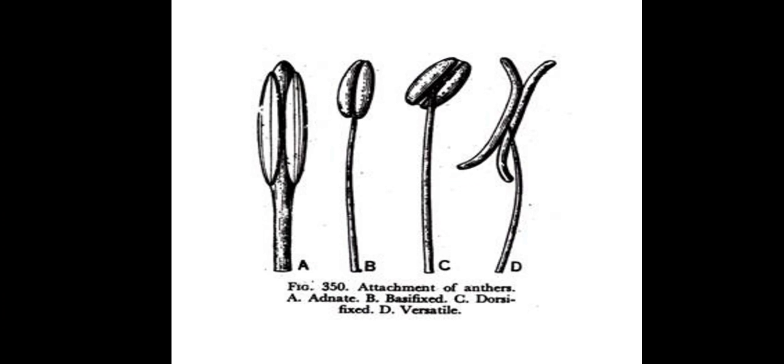Here is the diagram which shows four different types of attachment of anthers. The first one is A, adnate, that is nothing but the axis of the filament is continuous. The other one is B, basifix, that means at the base of the anther lobes the filament is attached. C, that is dorsifix, where the filament is attached on the dorsal side. And last, that is D, versatile, where the attachment is on the back side, but both anther lobes are freely moving. It is found in Gramineae members.